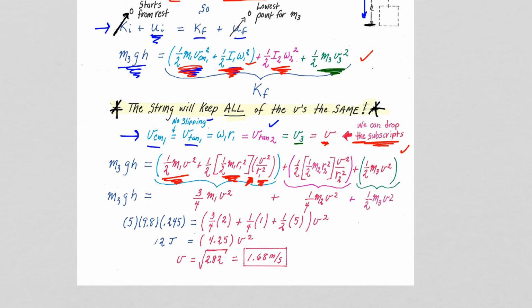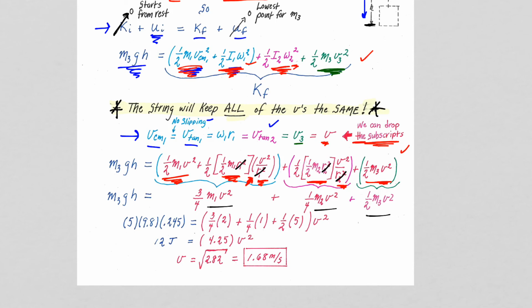Then we just keep going along. We have the moment of inertia of disk 2, 1/2 m2 r2 squared. The omega is v over r. The subscript is off of the v, and we leave the subscript on the radius 2. And then we have the kinetic energy of the falling mass. You can see we get some nice cancellations here. We lose the r1 squared. We lose the r2 squared. So what we are left with is just 3/4 m1 v squared, 1/4 m2 v squared, 1/2 m3 v squared.